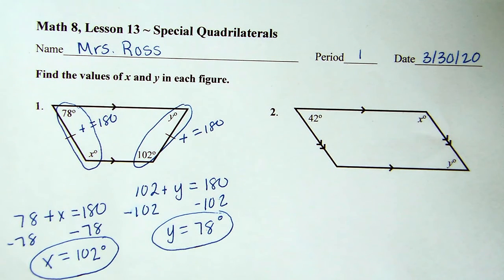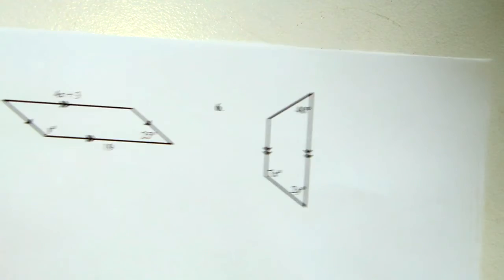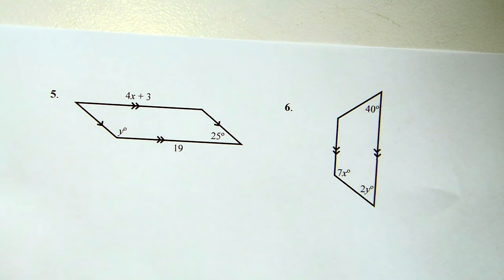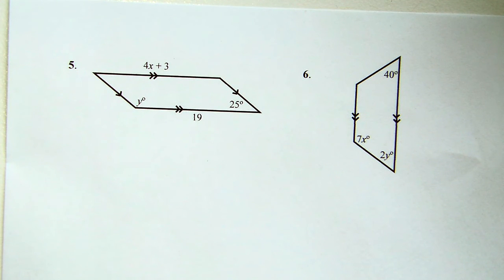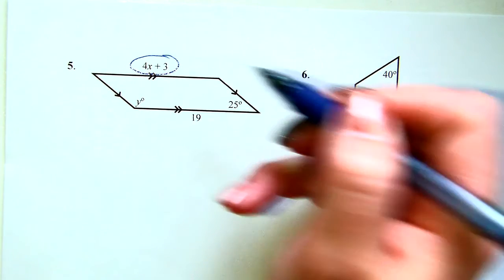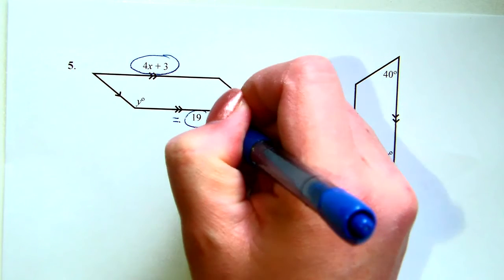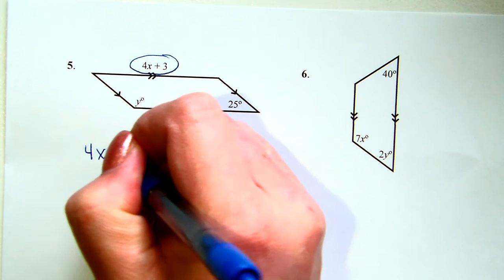Moving on, I said we'd also do number 5 together. Okay, so number 1 is a trapezoid. Number 5 is a parallelogram. So in number 5, when we talk about a parallelogram, we talk about our sides being equal to each other. So this side, my 4x plus 3, is equal to the 19. So I'm going to set that up. I'm going to go 4x plus 3 equals 19.